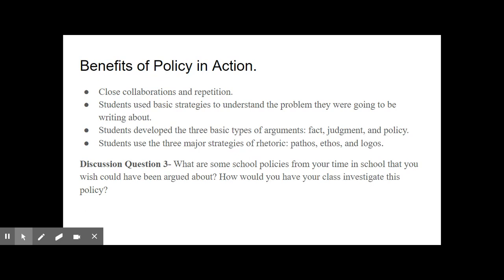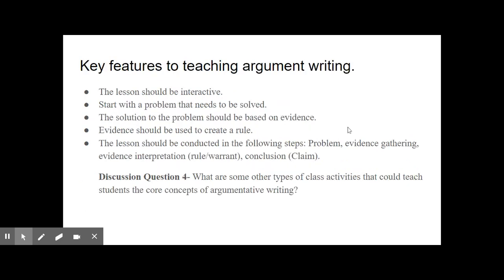So the discussion question for this chapter is: what are some school policies from your time in school that you wish you could have created an argument about? And how would you have your class investigate this policy?